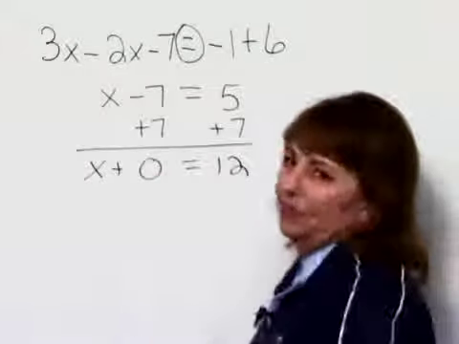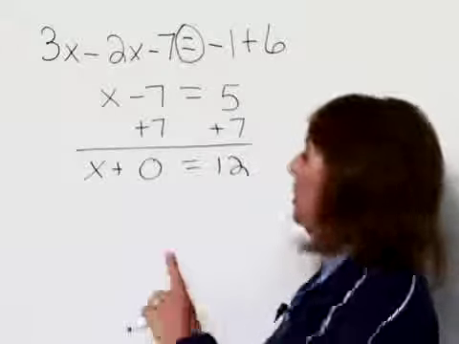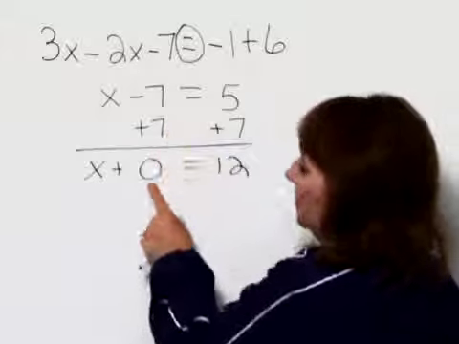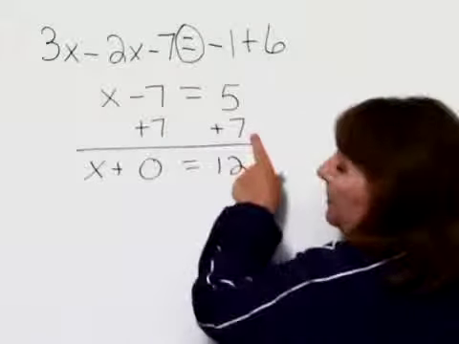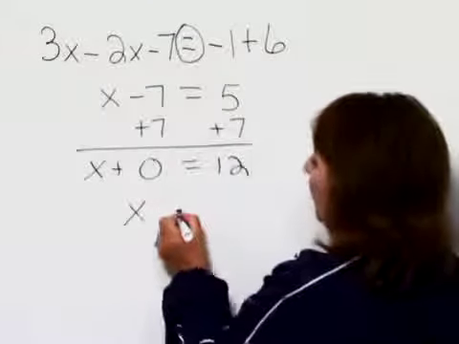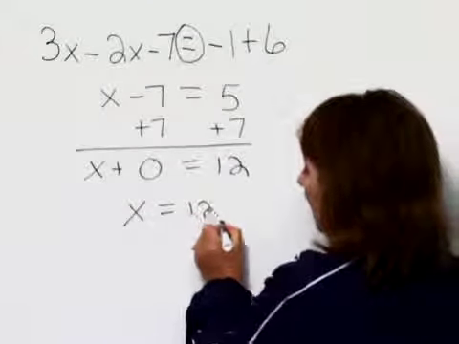After a while, you may be able to skip the step of writing down the 0, but if you need to do that to be sure you use the correct principle, then do so. Also make sure you do it on the other side of the equation. Our final answer is x equals 12.